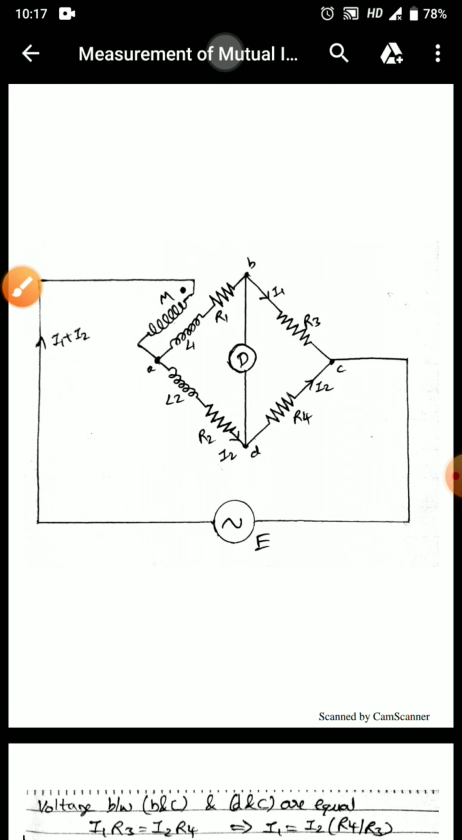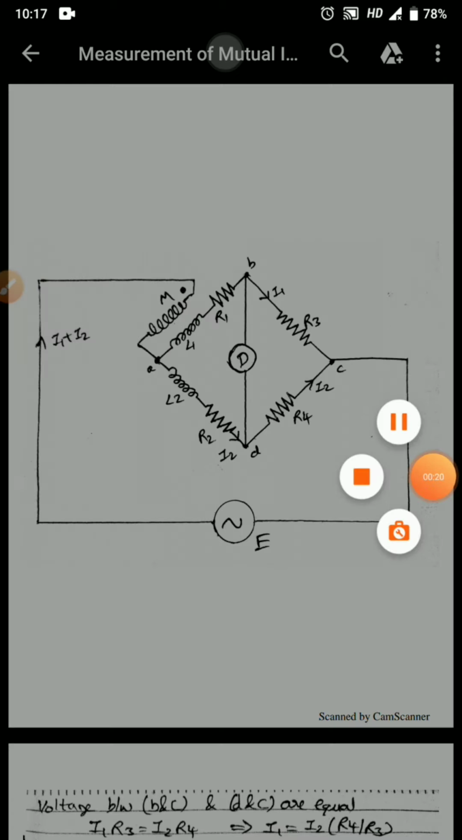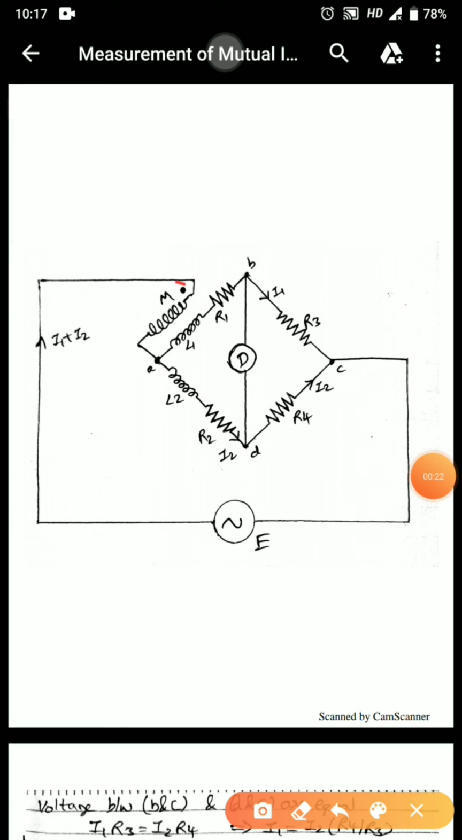Now this Heaviside bridge is used to measure the values of mutual inductance in terms of a known self inductance. Let us see what components are present in a Heaviside mutual inductance bridge. We have a component M, which is called the unknown mutual inductance. Then L1 is the self inductance of the secondary of the mutual inductance, and L2 is a known self inductance that we are connecting in the second arm.